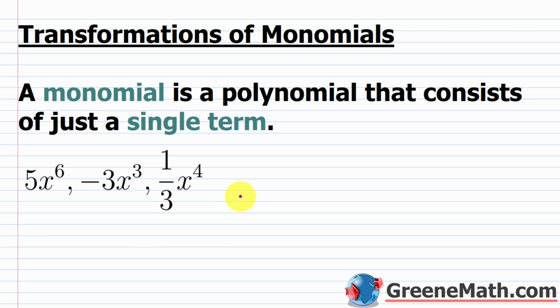All right, so at the beginning of this section in your book, they're going to start by talking about transformations of monomials. This is something that we pretty much already know how to do. We studied graphing transformations in great detail already, so I'm just going to run through this and do one example only. So a monomial is a polynomial that consists of just a single term. So something like 5x to the 6th power, or negative 3x cubed, or something like 1/3 x to the 4th power. Each of those is an example of a monomial, because it's a polynomial with one term.